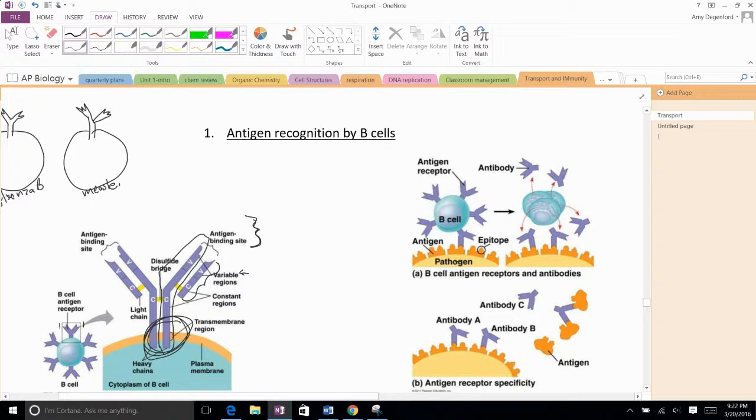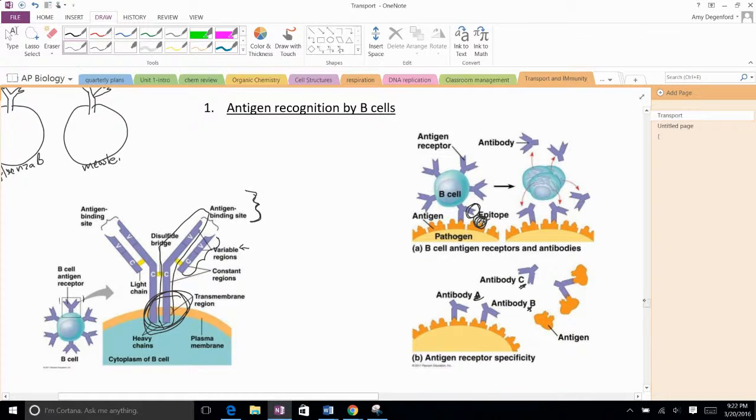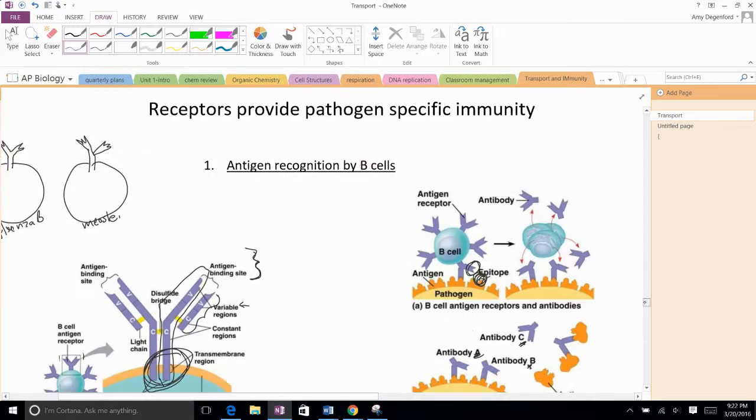The one thing that they do have in common is the antigen binding site is going to be matching that epitope that is on the pathogen, and that's what gives the specificity. For each specific epitope that might be on the pathogen, you might make different antibodies. So you'll notice the antibody A and antibody B and antibody C are all created by the different variable regions. So that's the receptor for B cells.